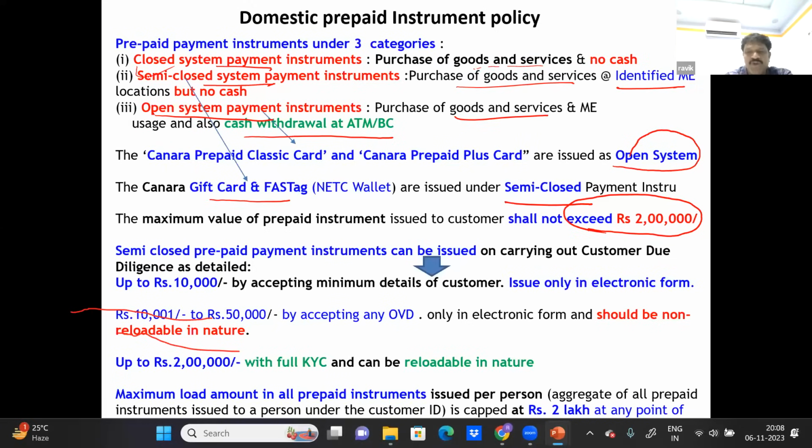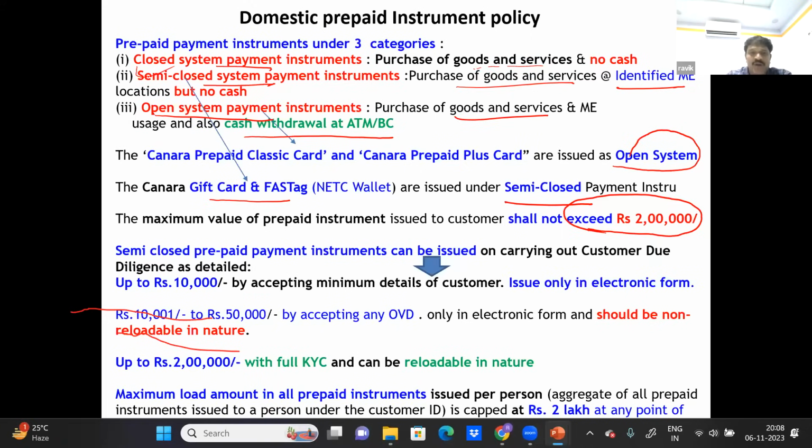Semi-closed prepaid instruments can be issued on carrying out customer due diligence. As you know, when you are issuing a FASTag and all, you are taking KYC, then only you are issuing. So there are three different amounts: 10,000, 10,000 to 50,000, and up to 2 lakhs. For semi-closed cards up to 10,000, if anybody wants, minimum details of the customer we can take and issue. Only in electronic form we can issue up to 10,000.